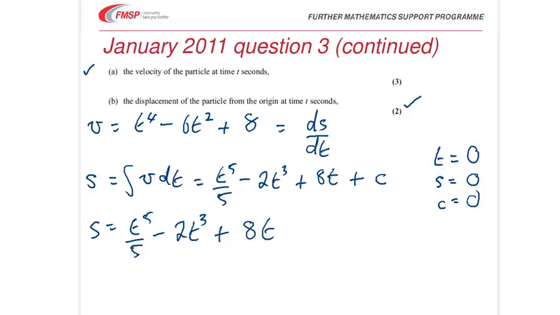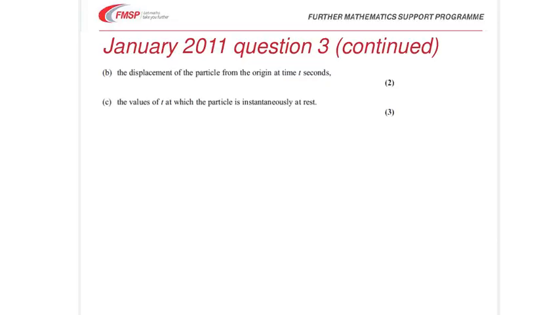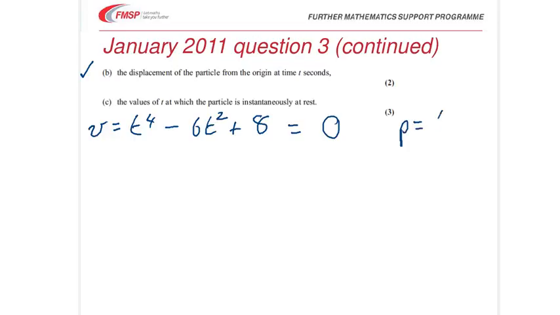Now, the last part, I've copied the last part on the next slide. We've done part B. Part C, the values of t at which the particle is instantaneously at rest. Now, what we had from the first part of the question was v equals t to the fourth minus 6t squared plus 8. To find t when the particle is at rest instantaneously, that means v must be 0. At first glance it looks like a difficult equation, but look at it carefully and you'll see it's a quadratic. Let's call t squared p, and this equation is p squared minus 6p plus 8 equals 0.